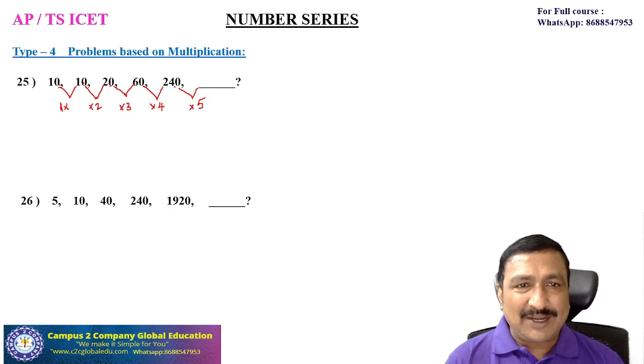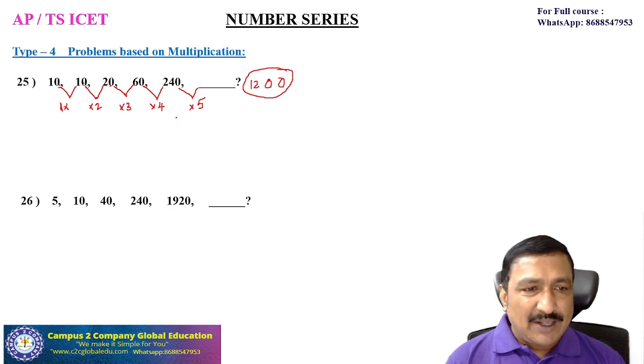So if you multiply 240 into 5: 5 zeros are 0, 5 fours are 20, 2 left, 5 twos are 10 plus 2, 12. So the answer for this question is 1200, friends. So it is a multiplication of natural numbers. Now look at the next one.